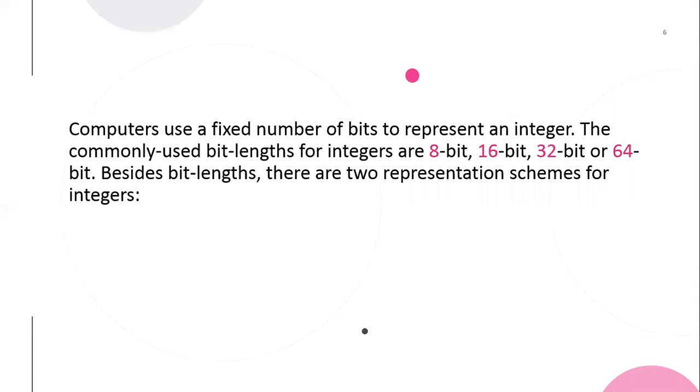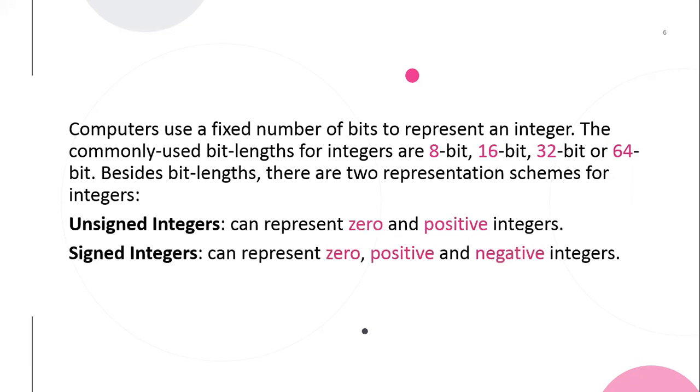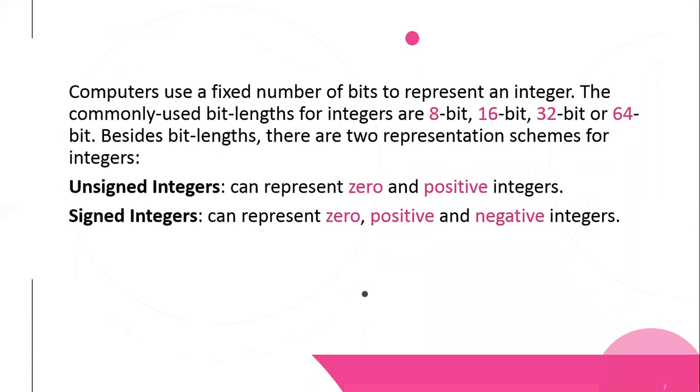Computers use a fixed number of bits to represent an integer. The commonly used bit lengths for integers, as I said before, are from 8 to 64 bits. Besides the bit length, there are 2 representation schemes for integers. Unsigned integers, as I already said, can represent 0 and positives. Signed integers can represent 0, positive, and negative integers.